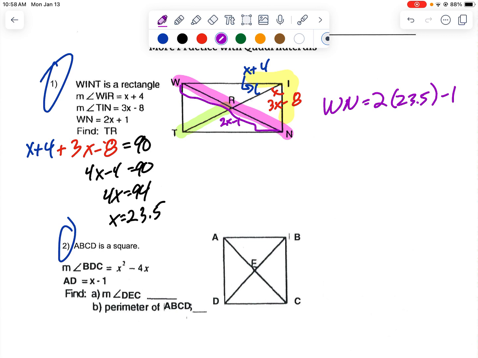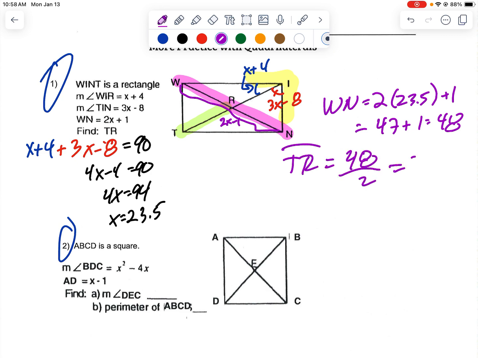So 2 times 23.5, which is what? 47? That should be a plus 1. There you go. 47 plus 1 gives me 48. So T to R must be not 48, but 48 divided by 2 to get 24, because it's half. T to I is 48. T to R is half that value.